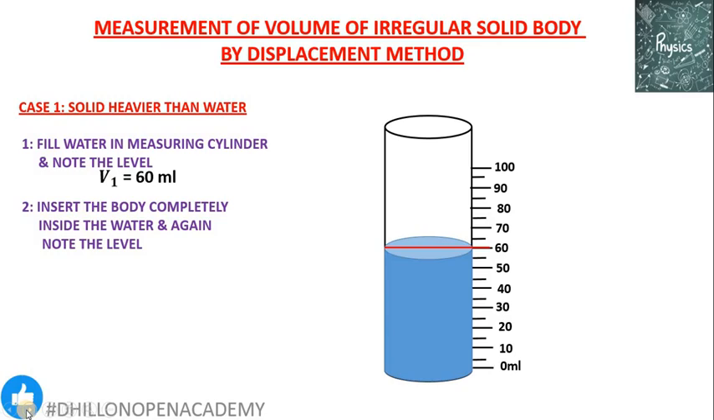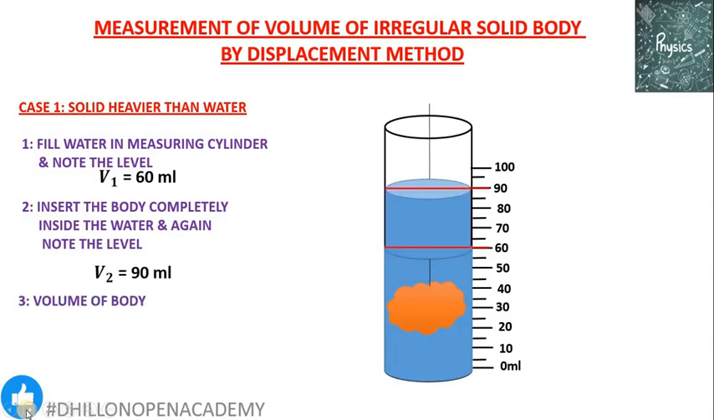we completely place it inside the water, which will raise the level of the water, and we have to measure its new level, which for example in this case is 90 milliliter. So the total volume of the body is the difference of V2 and V1, which is 30 ml. So in this way we can measure the volume of a solid heavier than water.